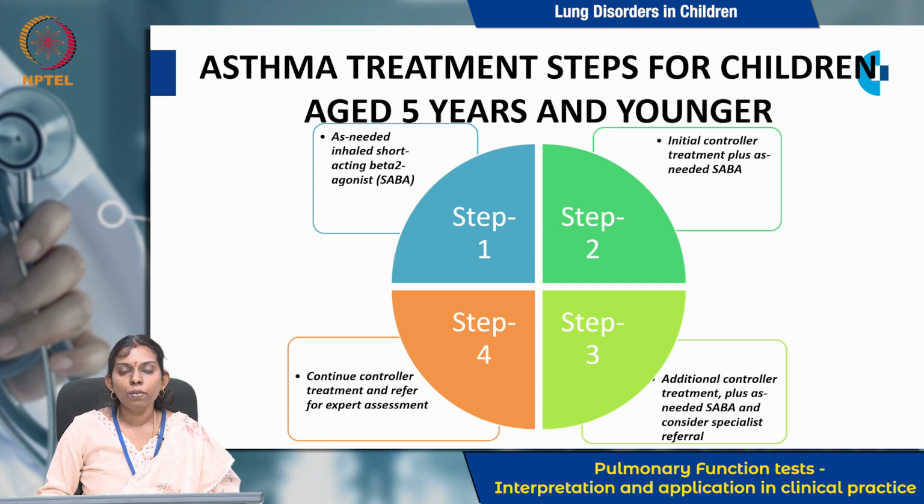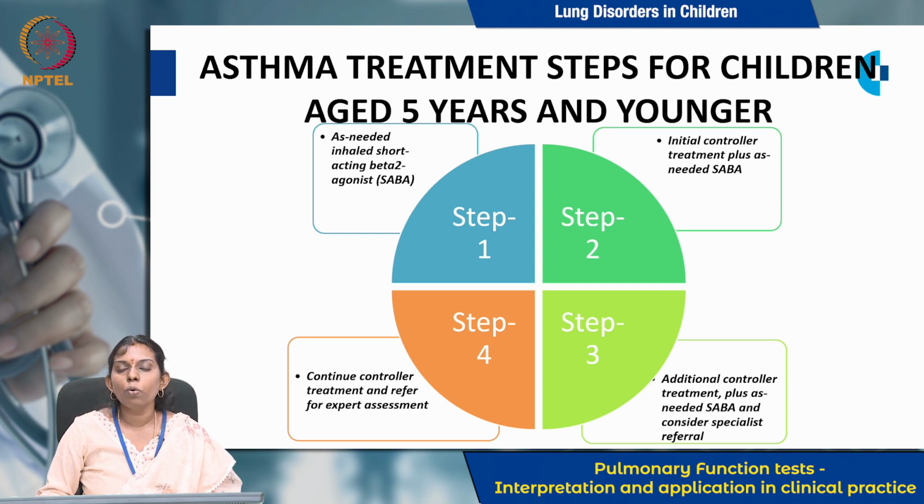Okay. Now, when do we jump into step 2? Whenever there is no control, whenever the child starts developing symptoms even with this short acting beta 2 agonist, then we move on to step 2, where we give an initial controller treatment plus as and when required short-acting beta-2 agonist. What do we mean by this controller treatment? Controller treatment is nothing but our low-dose inhaled corticosteroid. We would usually prefer to give this over a period of 2 to 3 months.